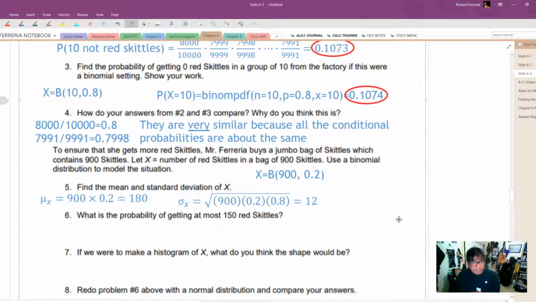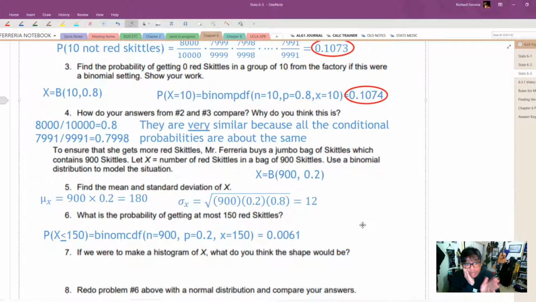Number 6, what's the probability of getting at most 150 red Skittles? Well, this is a binomial CDF. So binomial CDF, n equals 900, p equals 0.2, and x equals 150. That gives me a probability of 0.0061. Pretty low.